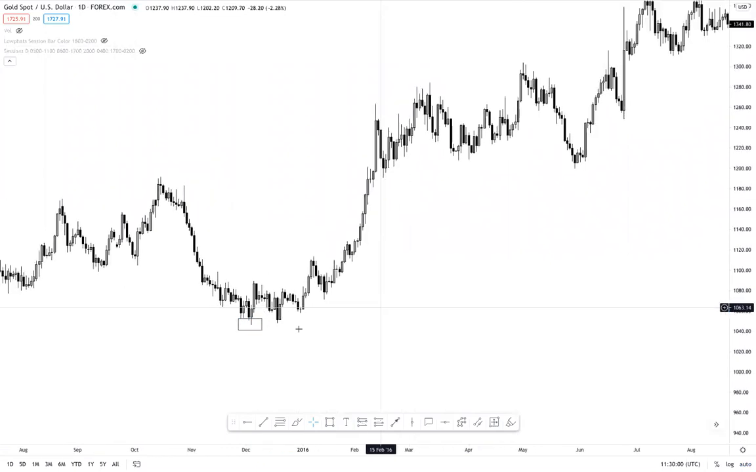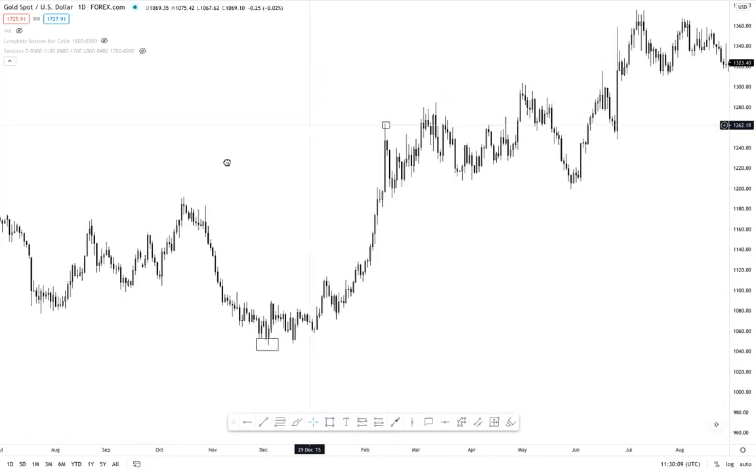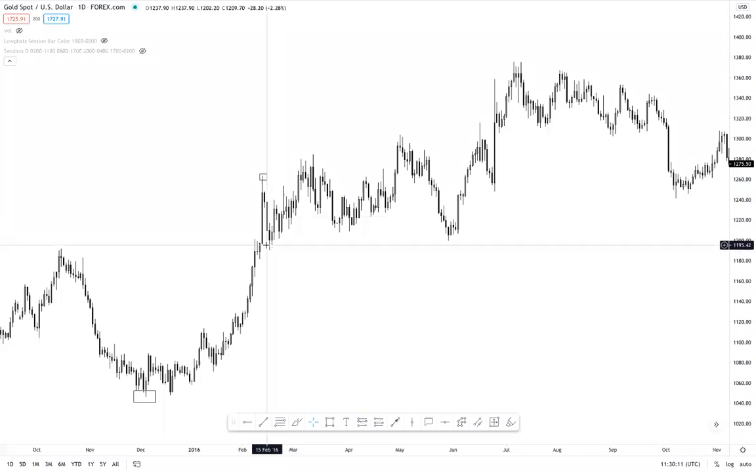So here we go. Now this is our low. Price broke the minor structure. Therefore, that's the first sign that we're going to go bullish. So therefore, we have a higher high. But then price never made any 50% retracement.